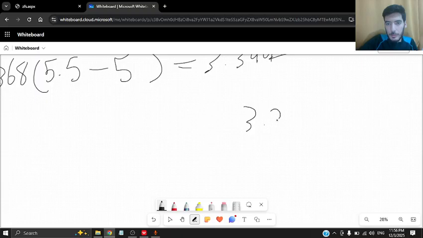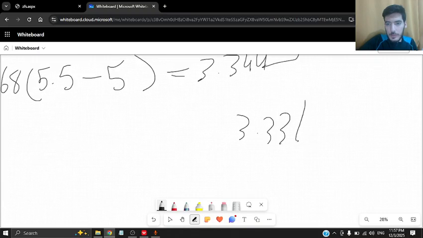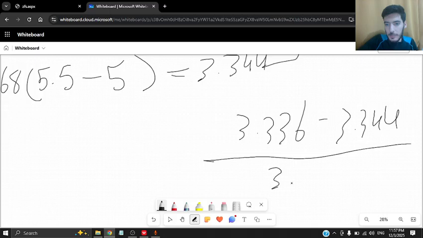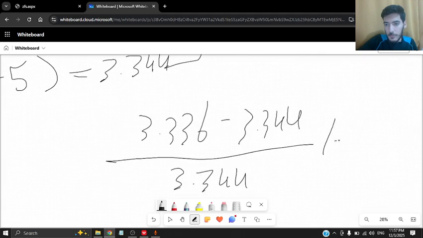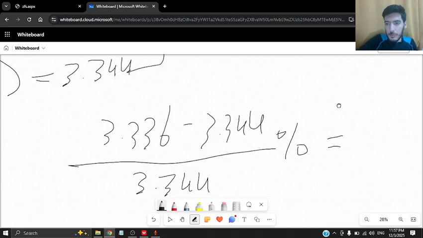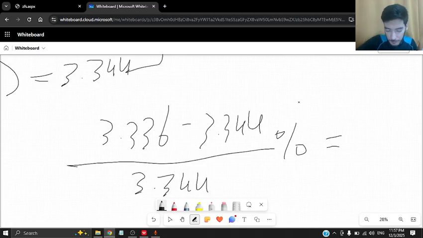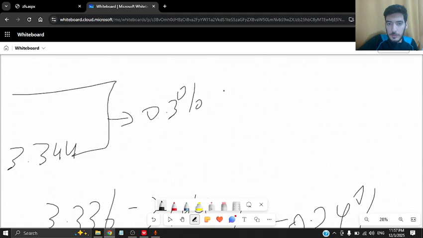Here it's 3.336 minus 3.344 divided by 3.344, times 100%, and it will be equal to approximately 0.2%.